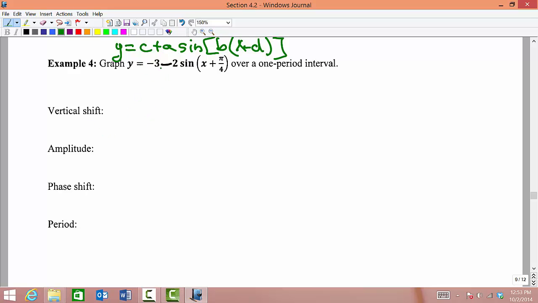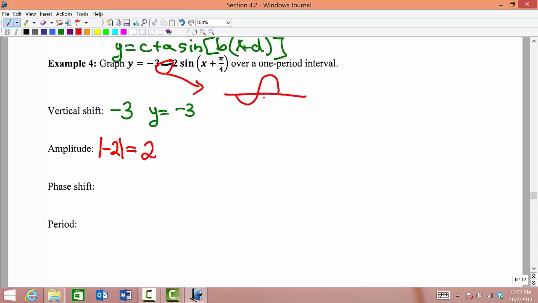The vertical shift comes from adding or subtracting something on the outside of our function, and we are subtracting a 3. So the new middle of our graph will be at y equals negative 3. The amplitude, we see that we're multiplying the front of the function by a negative 2. Remember that amplitude is considered to be the positive of that, but what is that negative going to do? Remember that the negative is going to flip our graph upside down. So our 5 points for sine will go in the upside down form of the sine function.